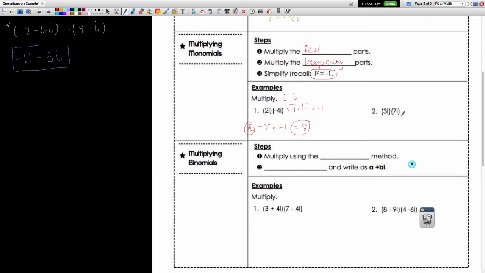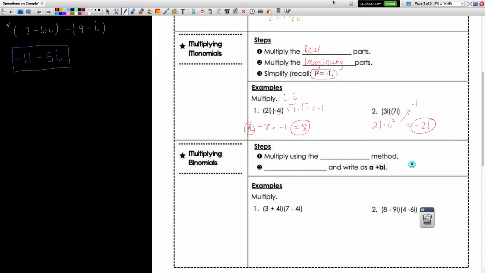So the same thing here. Let's take a look at 3i times 7i. 3 times 7 is 21. i times i is i squared. Remember that i squared is negative 1. So 21 times negative 1 is negative 21. Again, you get a real answer.